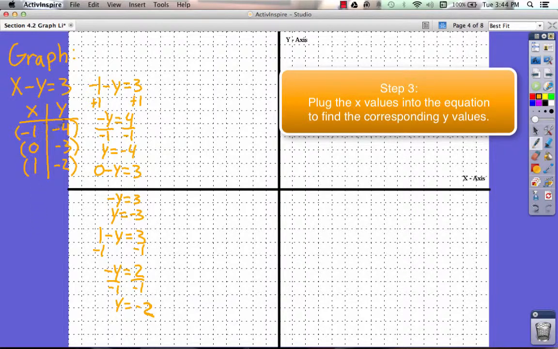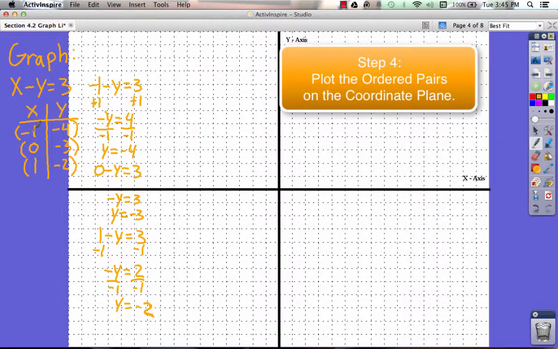Now we need to graph each of these ordered pairs. We got negative 1, negative 4. Negative 1 says to go left on the x-axis, negative 1, and down 4. 1, 2, 3, 4. 0 means to stay right at the origin. Y being negative 3 means to go from 0 and down 3. 1, negative 2, go over 1, down 2.